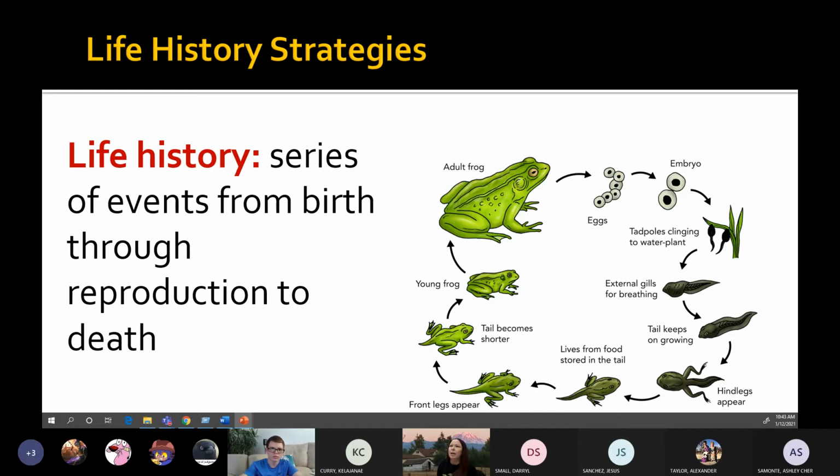All right, so life history strategies. This is part 2 of your notes. Life history is just the series of events from birth through reproduction to death. When we talk about the R and K selected species, it's really just through reproduction. And then the survivorship is a little bit more about death.